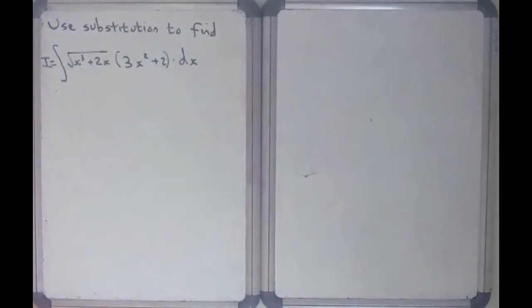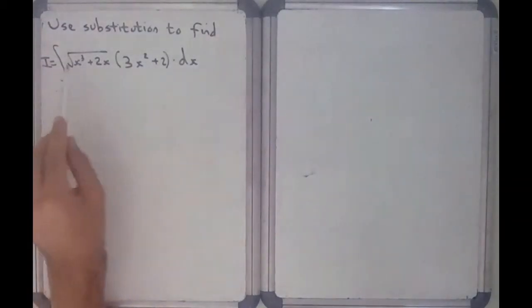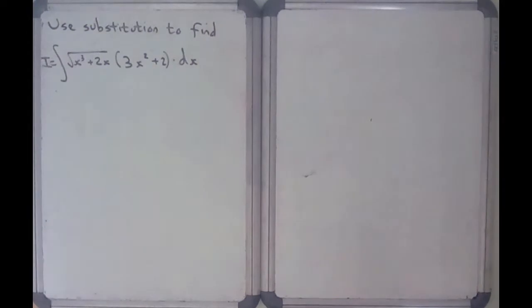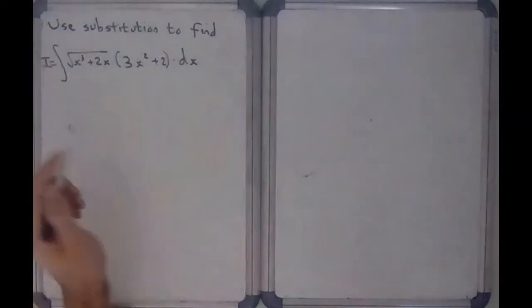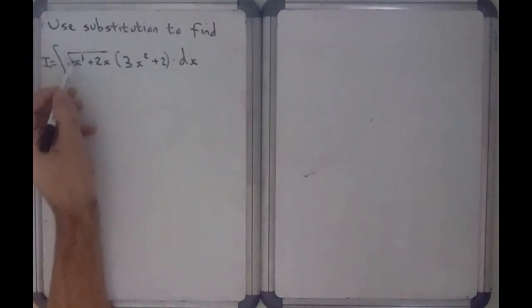Substitution to find the integral of the square root of x cubed plus 2x times 3x squared plus 2 with respect to x. So with these u substitutions, you're probably used to making u a nasty bit in a square root sign, so a good candidate for u already would be this x cubed plus 2x.